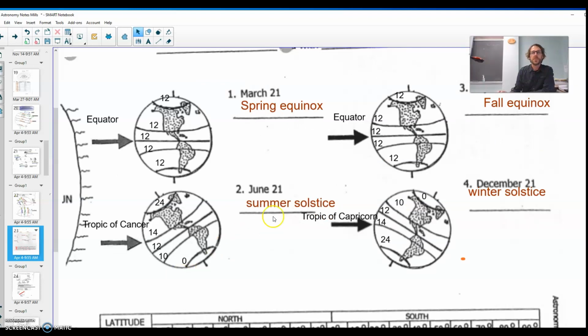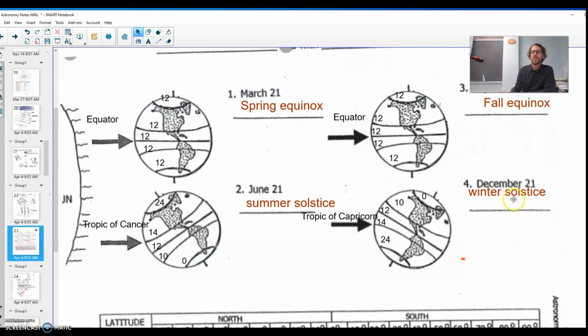Now on June 21st, the summer solstice, the sun's vertical ray is hitting the Tropic of Cancer. So this is going to change some things. So we have 24 hours above the Arctic Circle here. We have 14 hours at the Tropic of Cancer, 12 at the equator. The equator always has 12, no matter what time of the year. And 10 at the Tropic of Capricorn, and 0 hours once you get above or below the Antarctic Circle.